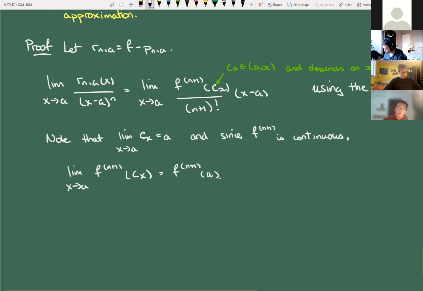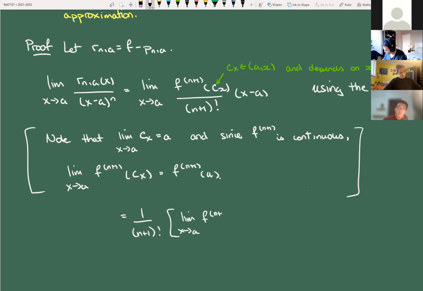And so in particular, if I continue on my sum, this is kind of just a side thing, I get the limit as x approaches a. Well, I can pull out the (n+1)!. It doesn't really matter. I just wanted to show that this limit existed. It's not going to matter though, because this term is going to go to 0. And now we're done.